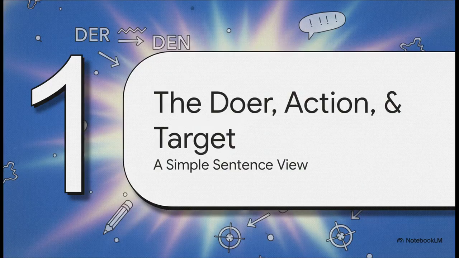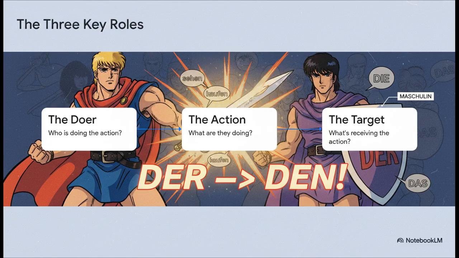Okay, so first things first, let's forget all the complicated grammar terms for a minute. You know, nominative, accusative, dative. Let's just toss them right out the window. We're going to look at sentences in a much, much simpler way. Think of every sentence you make as its own little story. And every single one of these tiny stories has three key parts.